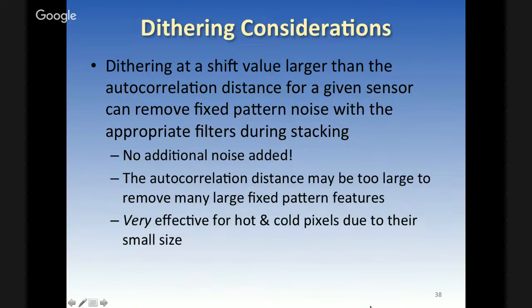But the good news is that hot and cold pixels are typically dead pixels or active pixels. It's usually 1 or 2 pixels, right, in a little cluster. They're very tiny, so it doesn't take very much dithering at all to get rid of those. On my camera, hot and cold pixels are probably the number one problem that I have, so I don't have to dither by more than just a few pixels, 5 or 6 pixels, to get a very, very good result. And this is what an autocorrelation looks like.